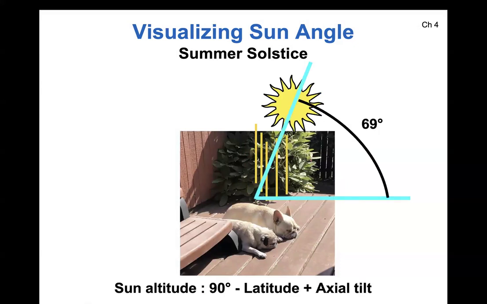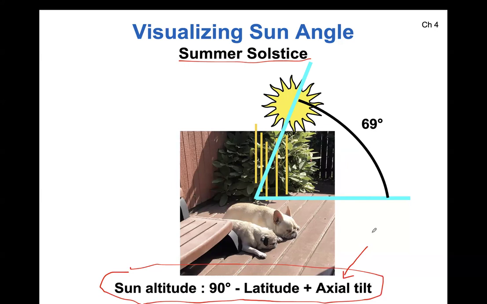So we had seen this formula right here, which was a formula that described the sun's altitude. Remember, altitude is, like the picture shows, the angle above the horizon at the summer solstice. And the formula let us find that altitude based off of latitude. So the variable was latitude, and axial tilt was always a fixed value of 23.5 degrees.